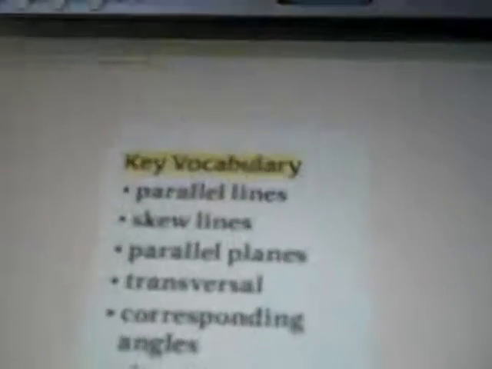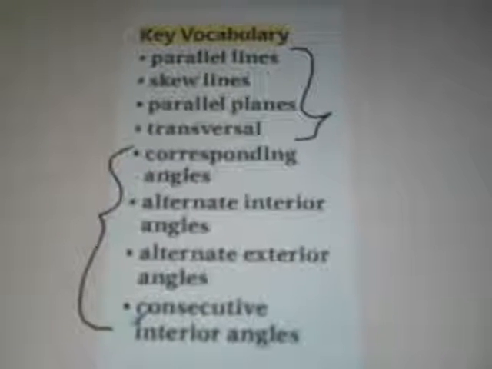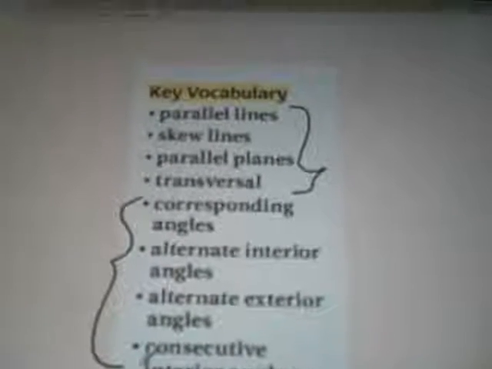We have some key vocabulary for today. Parallel lines, skew lines, parallel planes, transversal. These are all one set, and then these other ones, corresponding, alternate interior and alternate exterior, deal with parallel lines. So you'll see that in just a bit.